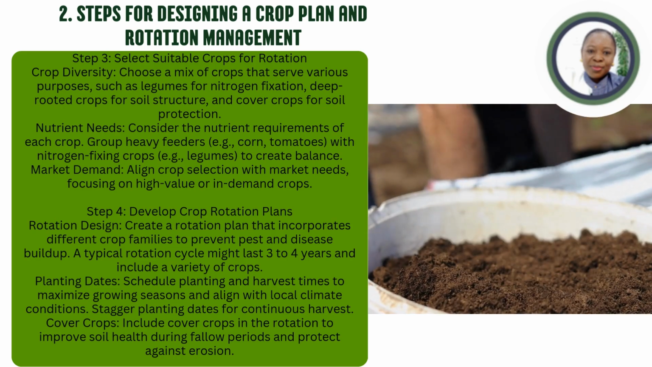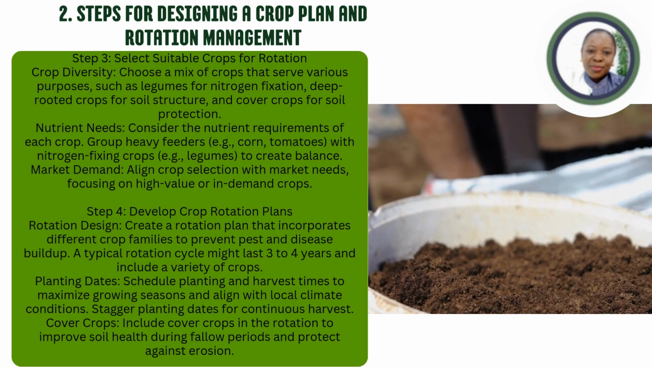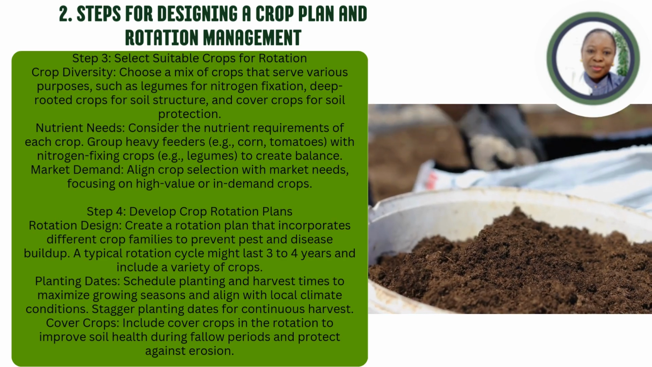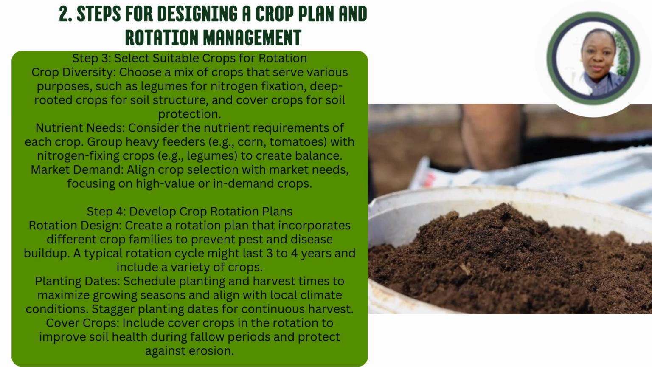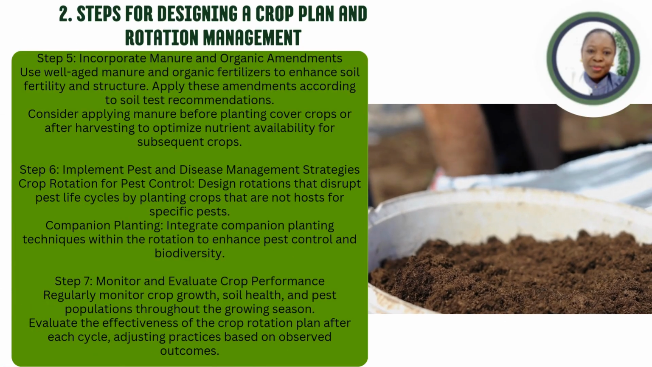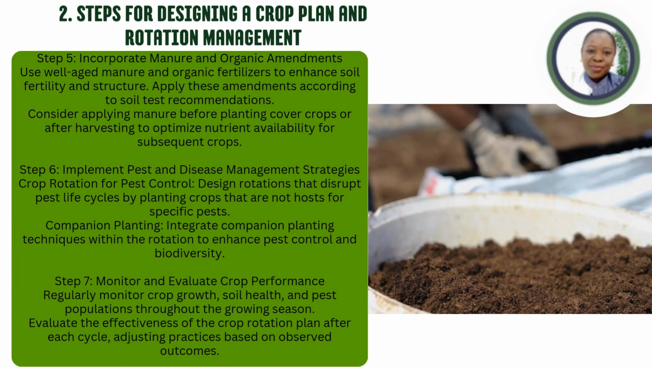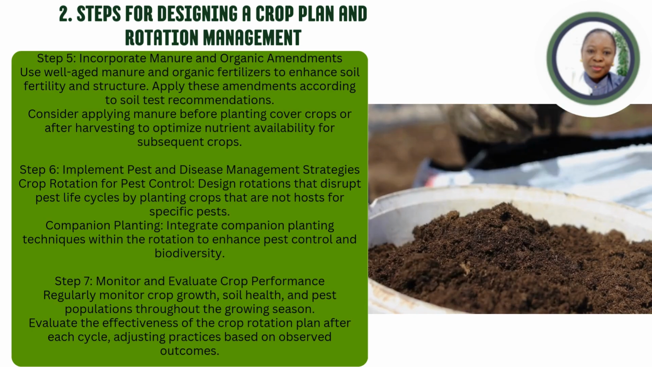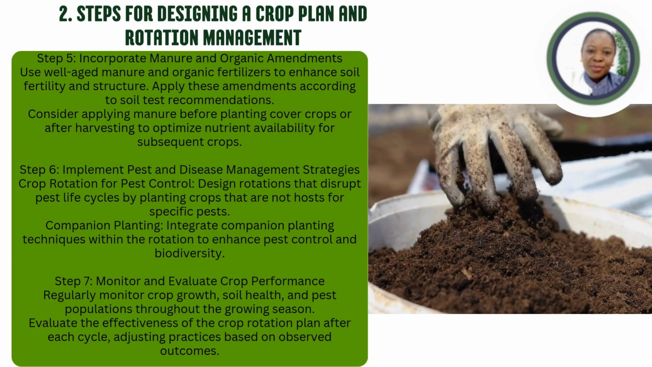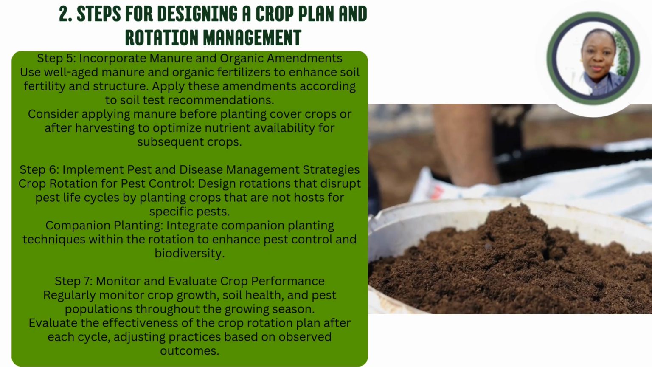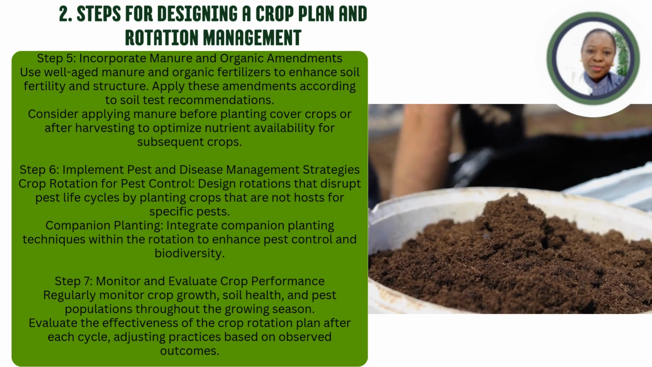Cover crops. Include cover crops in the rotation to improve soil health during fallow periods and protect against erosion. Step 5. Incorporate manure and organic amendments. Use well-aged manure and organic fertilizers to enhance soil fertility and structure. Apply these amendments according to soil test recommendations.